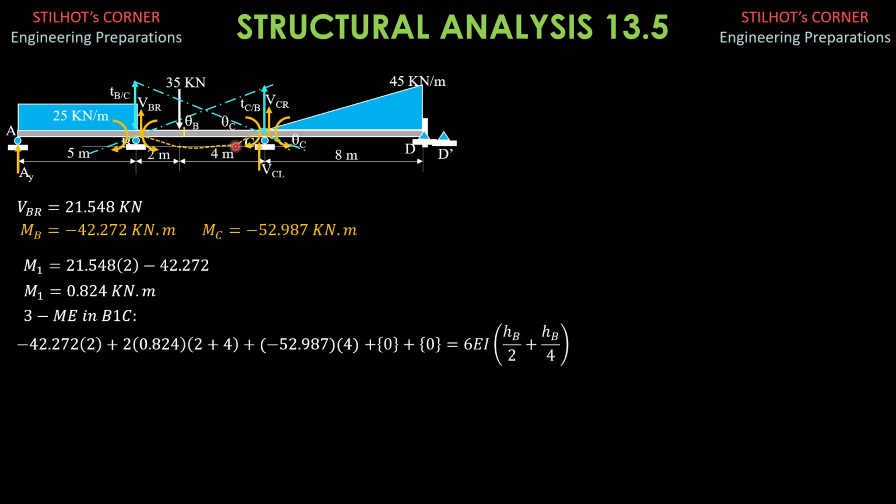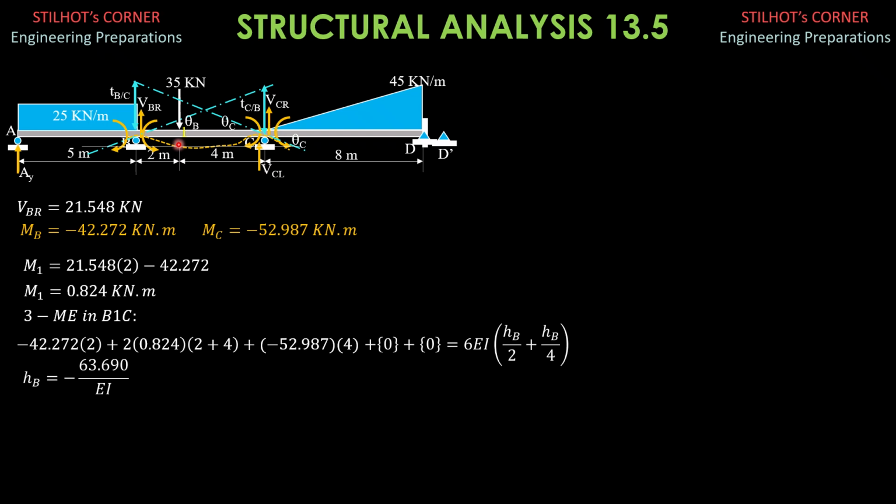this is a horizontal line, so B and C are unyielding supports. HB equals HC. So HB over 4. Solving for HB, it is equal to negative. Because it is negative, it contradicts with this assumption here.